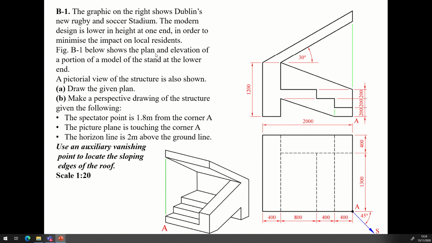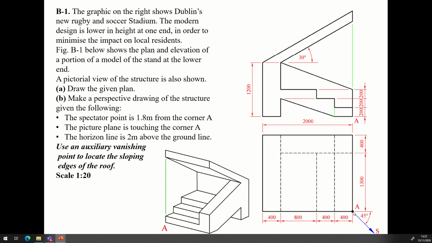Figure B1 shows the plan and elevation of the portion of the model of the stand at the lower end. So your plan, your end view, and you're told then a pictorial view of the structure is also shown, like so. And then we're asked to draw the given plan and make a perspective drawing of the structure given the following information. One, that the spectator point is 1.8 meters from corner A.